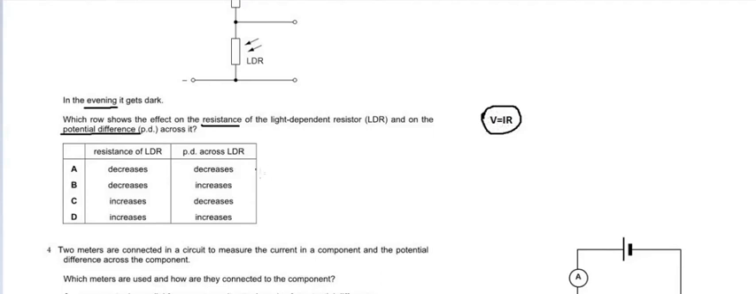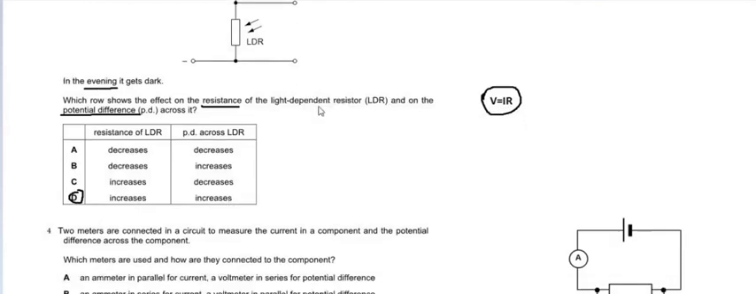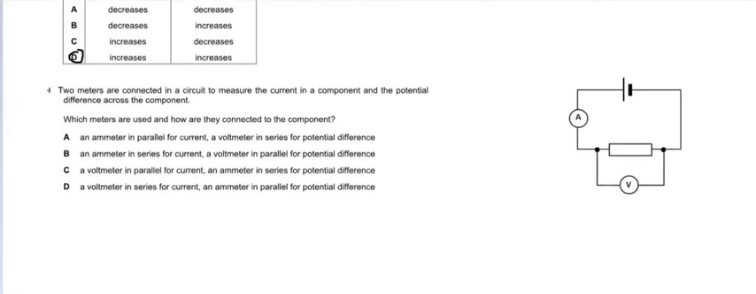And we know that resistance increases. That means if the resistance increases, what will happen? The potential difference across the LDR is also increasing. That's why our answer can be only option number D. The resistance increases, and since resistance multiplied by current is giving you the potential difference, the potential difference will also increase. Now we will move towards the next problem.